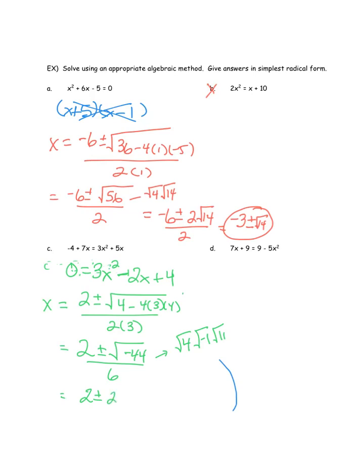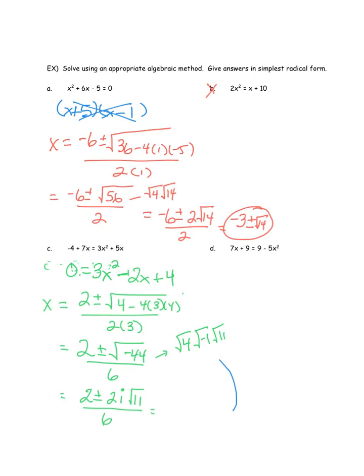Square root of 4 is 2. Square root of negative 1, by definition, is i, which indicates it's imaginary. Square root of 11 cannot be reduced, so I'll just rewrite it as square root of 11. Now, this one happens to be imaginary. If you were looking at the graph of this quadratic function, it would never cross the x-axis. That's sort of what that tells me.